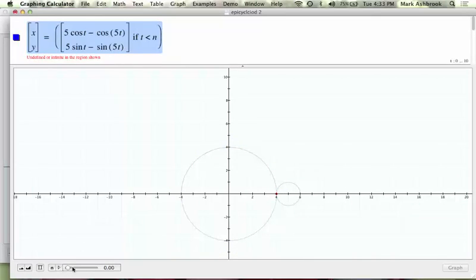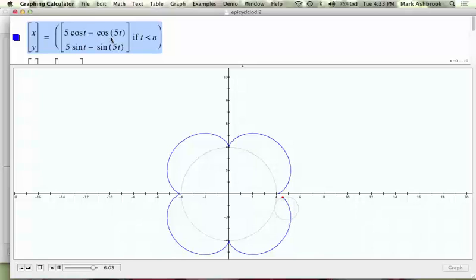Here's a parametric function, this blue function here. That blue function is a function you get if you rolled one small circle along a bigger circle. Do you see that? Do you see the small circle rolling on the bigger one? And so that blue curve can be written with parametric equations. In fact, it's this right here.